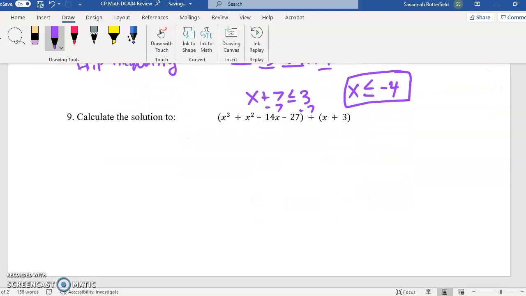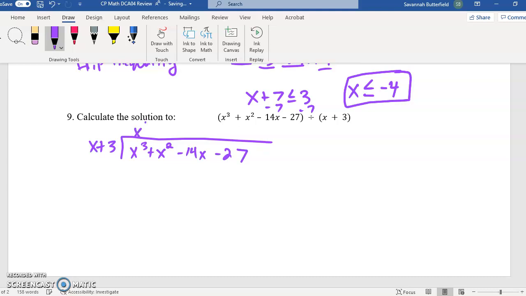Now the last one is division. I know we don't love division, but it's going to be okay. There's a couple different ways to solve this. We didn't talk about synthetic division much in class, so I'm going to solve this using long division. But if you know synthetic division, if you remember it from Algebra 2 or whatever, you are welcome to use that method as well. So I'm going to do x plus 3, and I'm dividing x cubed plus x squared minus 14x minus 27. So x times something gets me x cubed.